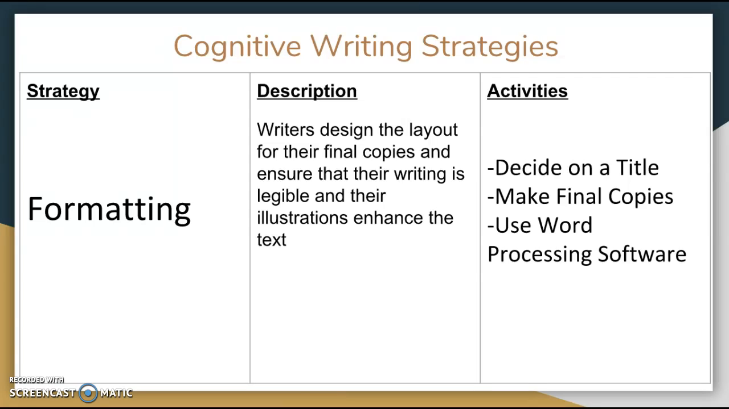Some of the activities that you can do in your classroom are having students use word processing such as Google Docs or Microsoft Word. You can have students make final copies. You can have students design a title. This is really what formatting is about, making sure that whatever programs they're using to show their final copies is illustrated and enhances their writing. We want the format to really be helpful in enhancing student writing. So this is a strategy that allows students to think deliberately.